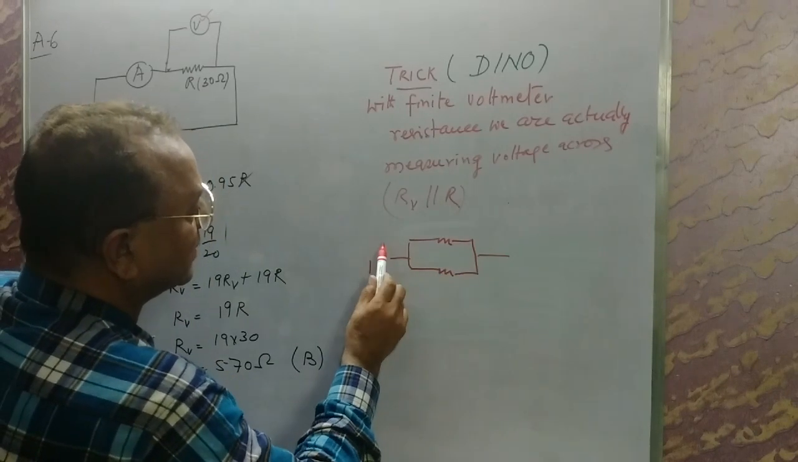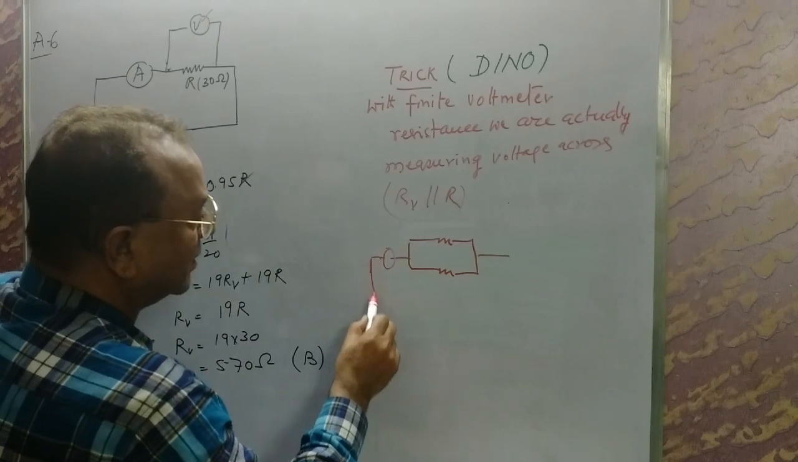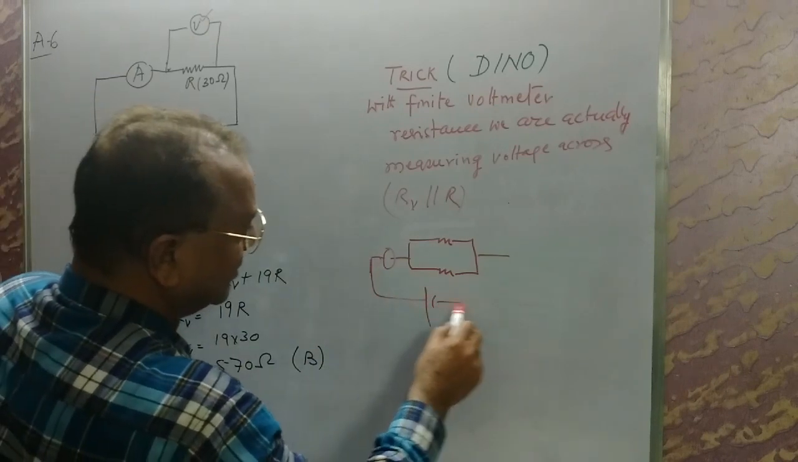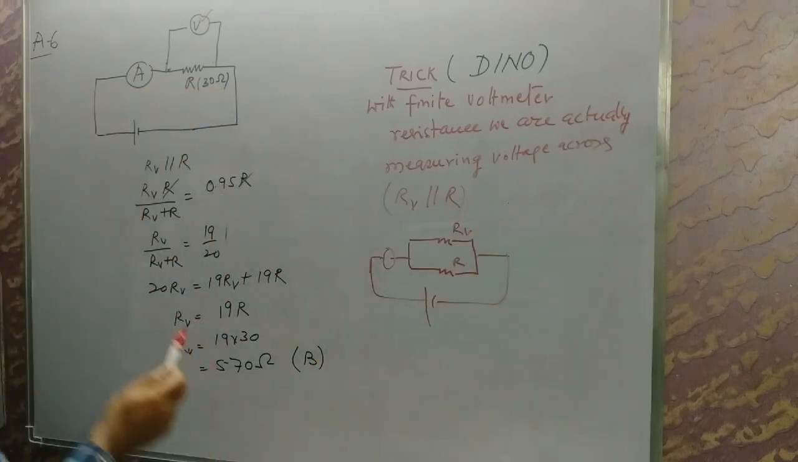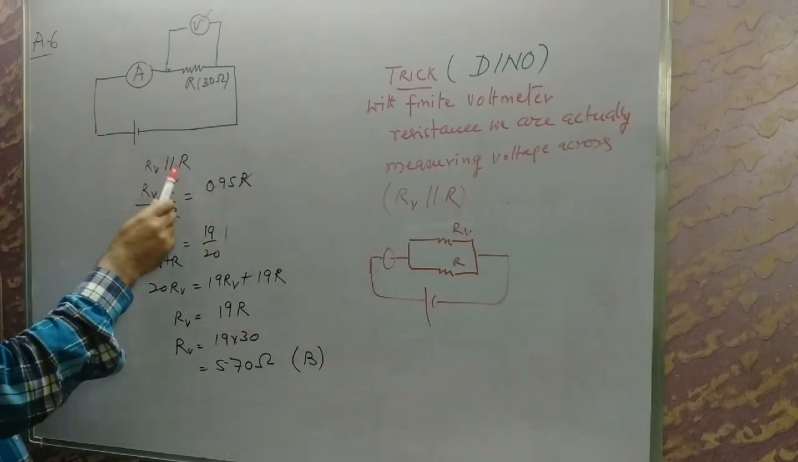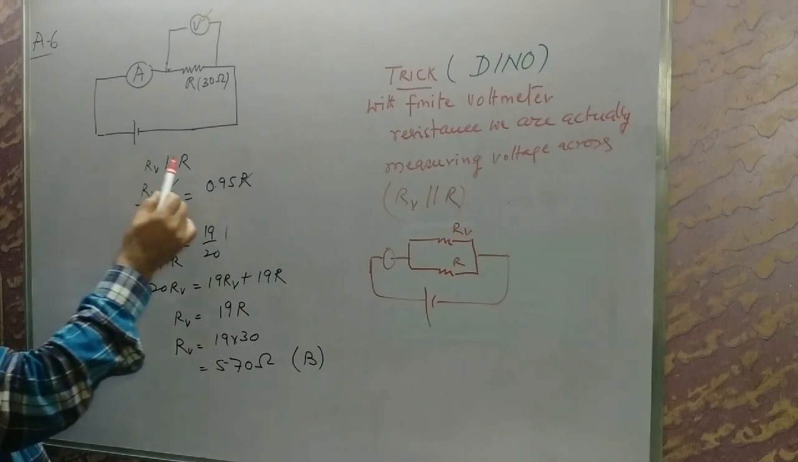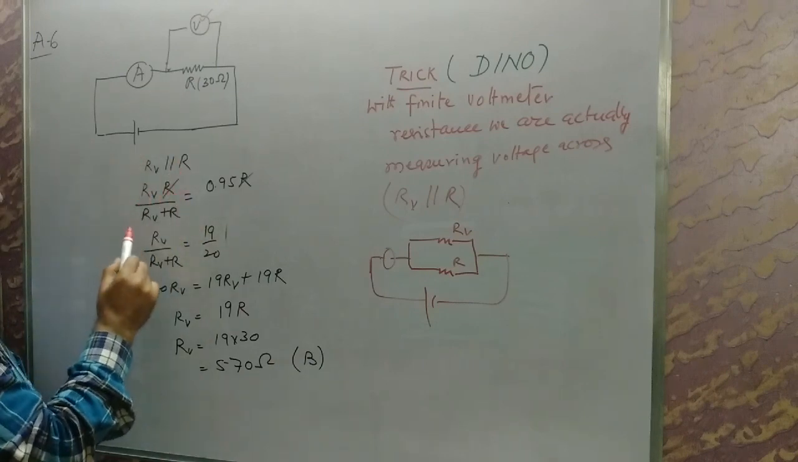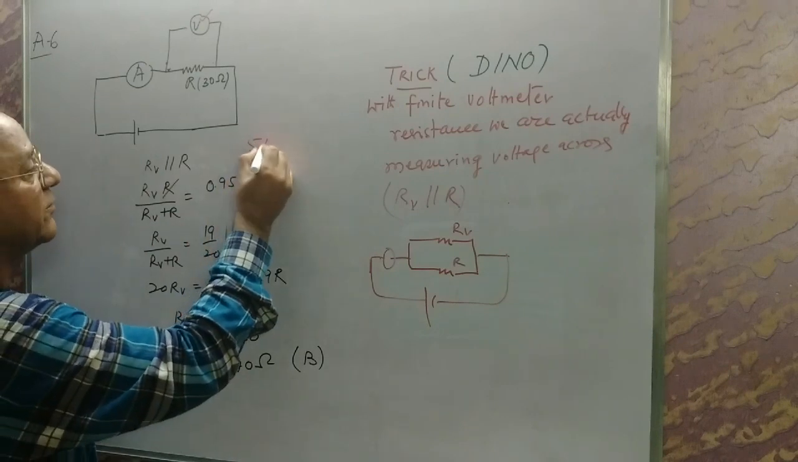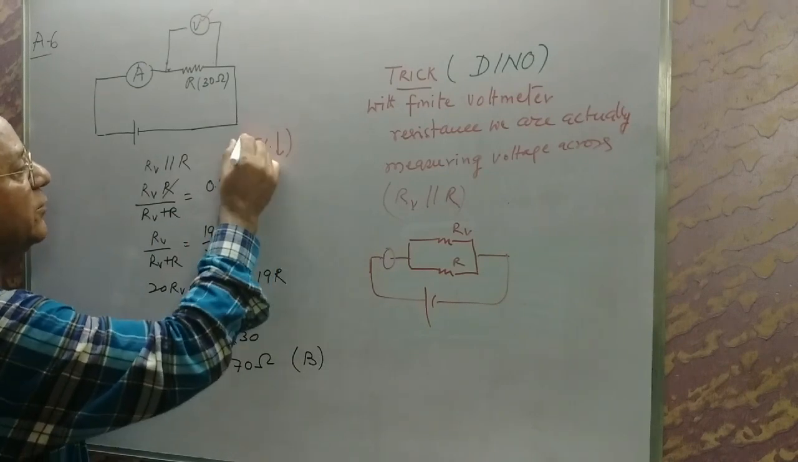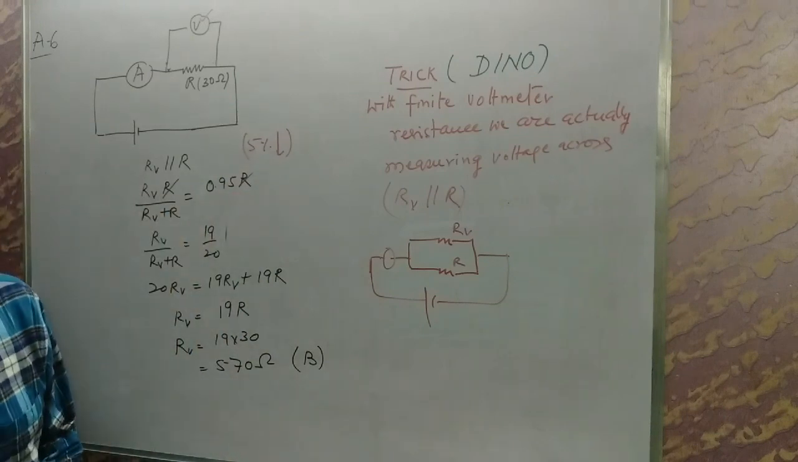there's an ammeter here, and then there's a battery. R cross R, RB. This. Now this is very easy now. RB parallel R. The value is RB R divided by RB plus R, equal to, you are getting 5% less value. That is 0.95 of R.